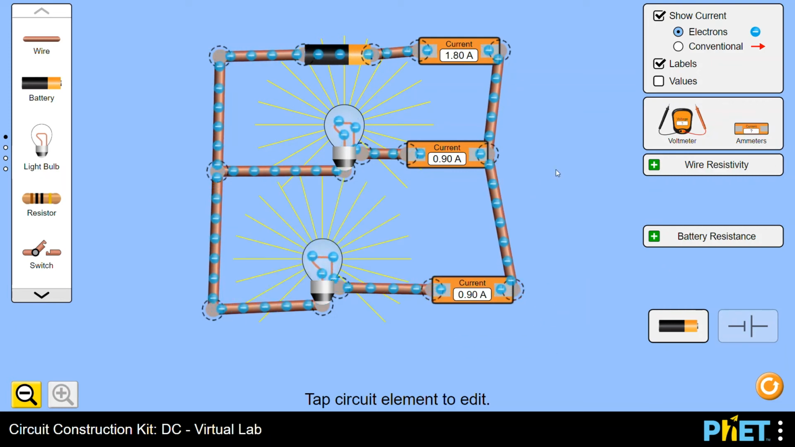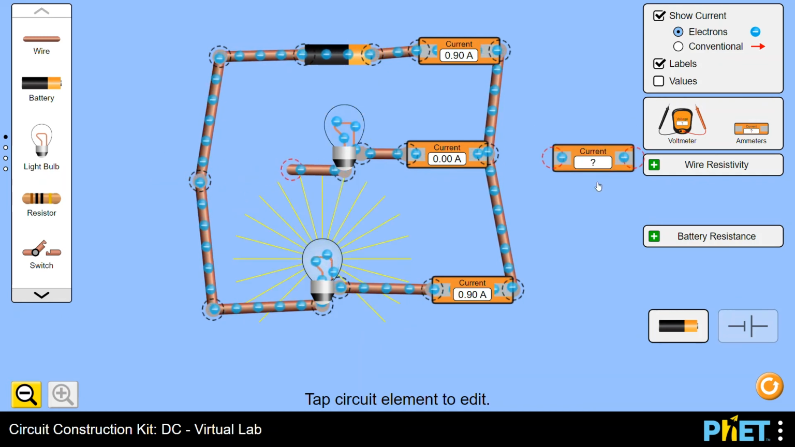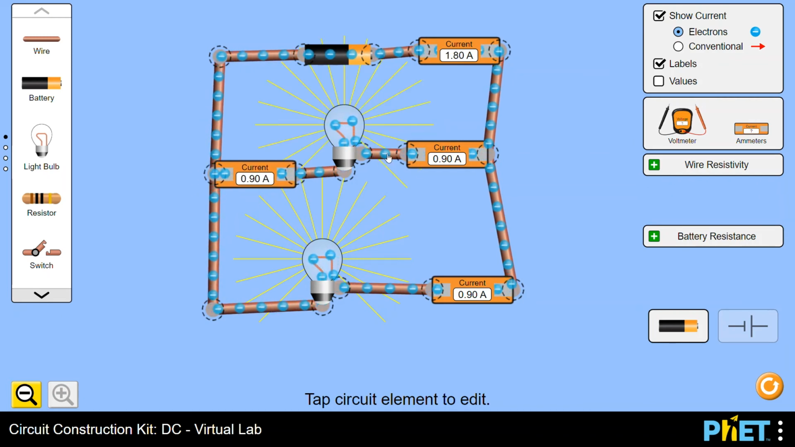again, it's 0.90 amps. Just to be clear, I can put an ammeter on the other side of the bulb, and you should expect from what we did just now with the series circuit that actually either within that branch the current is the same, it's 0.90 amps. Within this branch the current is the same, 0.90 amps, but out the top it's 1.80 amps.